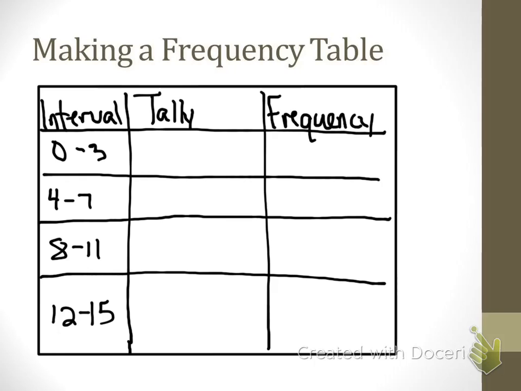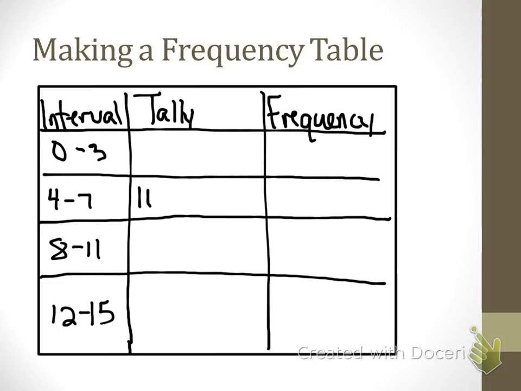What's the first number in my data set? On example 1, right here, underneath the science example, what's the very first number? It's a 7. So what interval would that belong in? 4 to 7. Okay, so I'm going to make a tally mark. That number counts in that interval. All right, now what about the next number, a 5? What interval does that belong in? 4 to 7. Okay, so another tally mark belongs there.